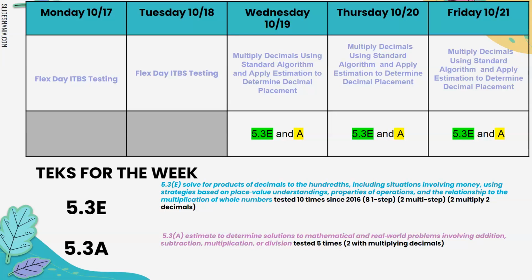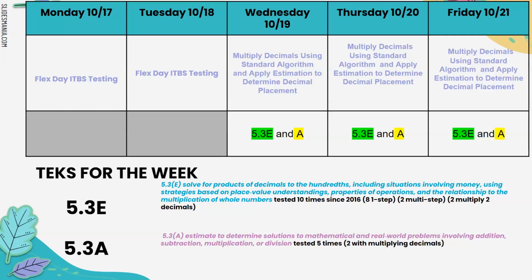This has been tested 10 times since 2016. 8 of those times have been one-step problems. Hallelujah, right? Finally, some one-step problems. And so that's what we're going to focus on the most within this TEK. However, there have been 2 times that it's been tested as a multi-step problem, and 2 of the one-step problems have been multiplying 2 decimals. Typically, it's multiplying a whole number by a decimal, but there have been 2 questions where they multiply 2 decimals together.